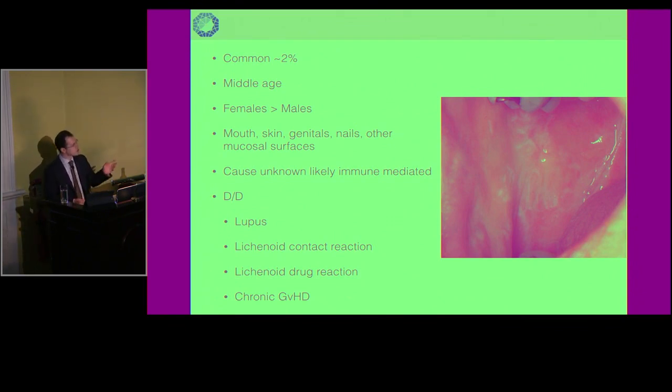And again, I just draw your attention to the differential diagnosis at the bottom there. It may be a little tricky for you to see some of these clinical pictures. Hopefully you can see the kind of reticular-like pattern. Again, the pictures are all in the handouts for you if it's difficult to see.